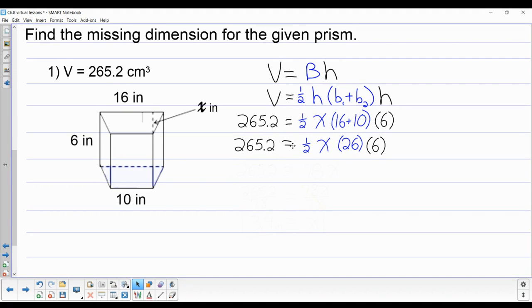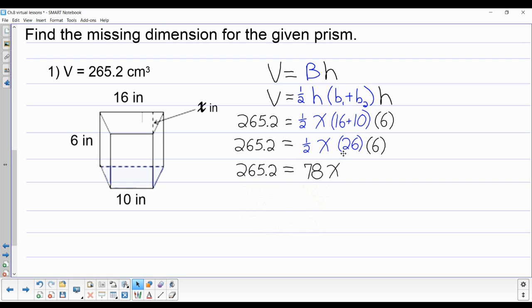The next step, we still have like terms. We still have a 1/2, a 26, and a 6. These are a different step of the order of operations. This is multiplication. I'm allowed to do all of that multiplication at once. I'm allowed to do 1/2 times 26 times 6 and get 78. Then copy the x. On the left side, we already have our 265 2/10. Now that nothing can be simplified, we now start looking to solving.